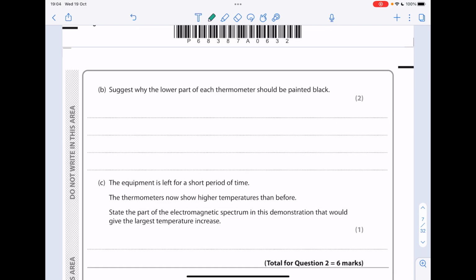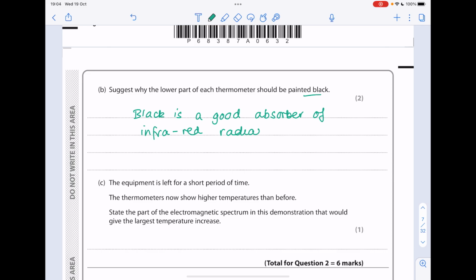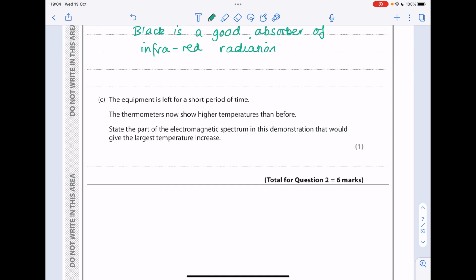Suggest why the lower part of each thermometer should be painted black. That's because black is a good absorber of infrared radiation. The equipment is left for a short period of time. The thermometers now show a higher temperature than before. State the part of the electromagnetic spectrum in this demonstration that would give the largest temperature increase. That would be, again, the infrared part of the EM spectrum.